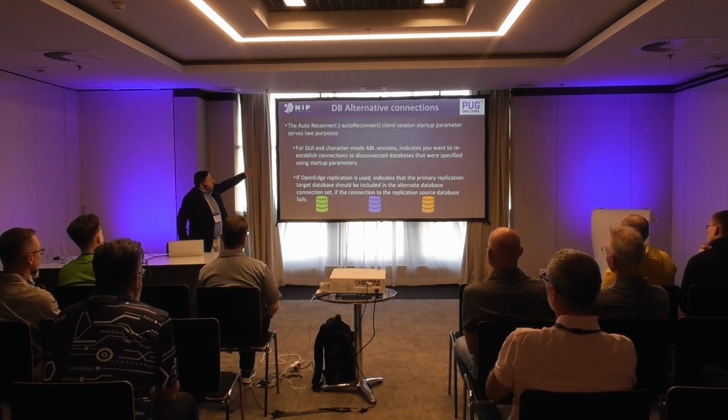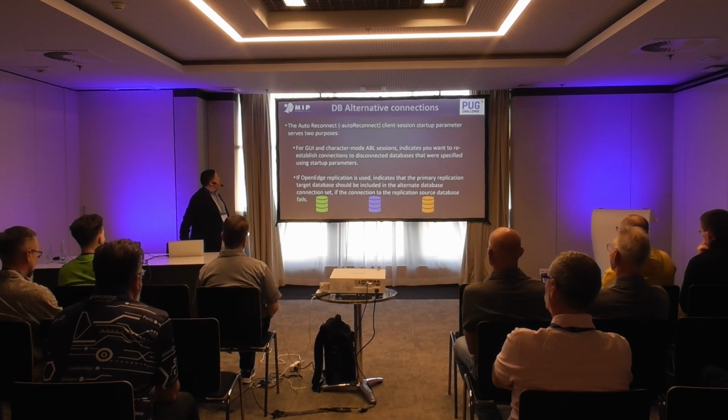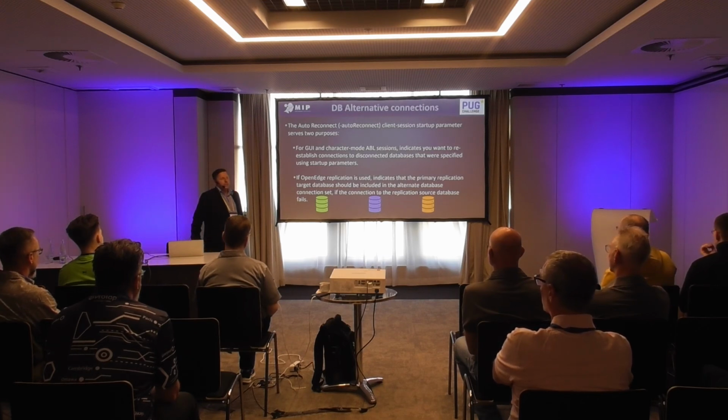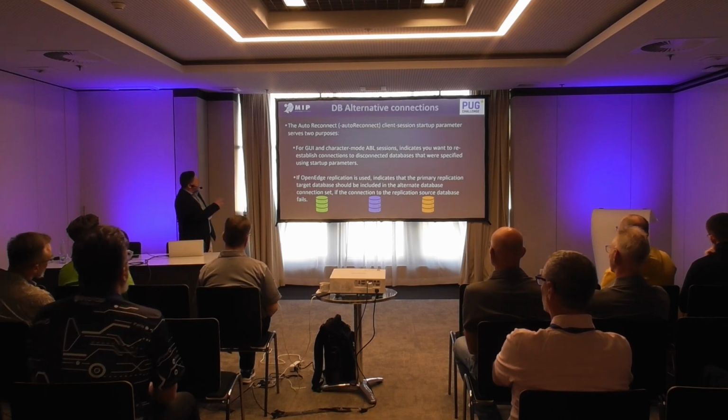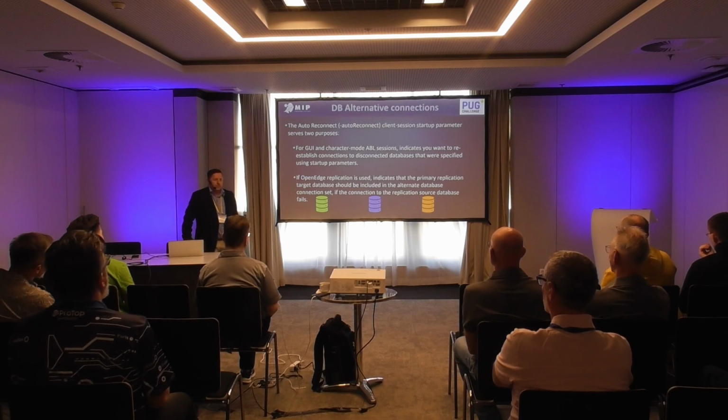For the GUI and the character mode, you set this up in the connect PF. When you add replication or your users feature, when you have a replicated database, it will only add the target database into the alternative connection list as well. That's the only interaction between the replication and alternate DB connections.